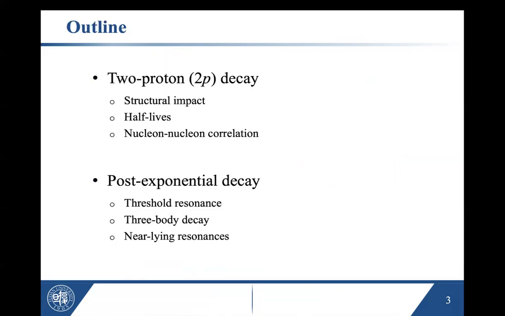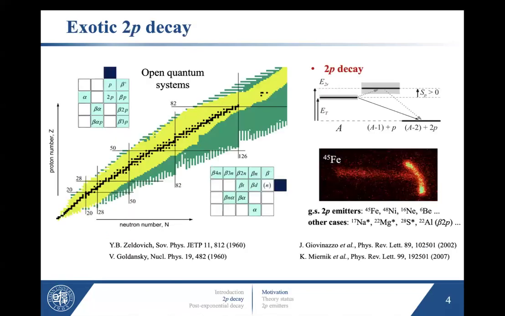So today, we are mainly focused on two kinds of exotic decays. The first one is very specific to two-proton decays. In this part, we will briefly introduce how the structure will impact the decay properties, such as lifetime and nuclear correlation. And in the second part, we will talk about the general decay properties of open quantum systems, which is the non-exponential decay. In this part, we will propose three scenarios that might help future experimental studies to pin down this non-exponential decay. So let's first go to these two-proton decays.